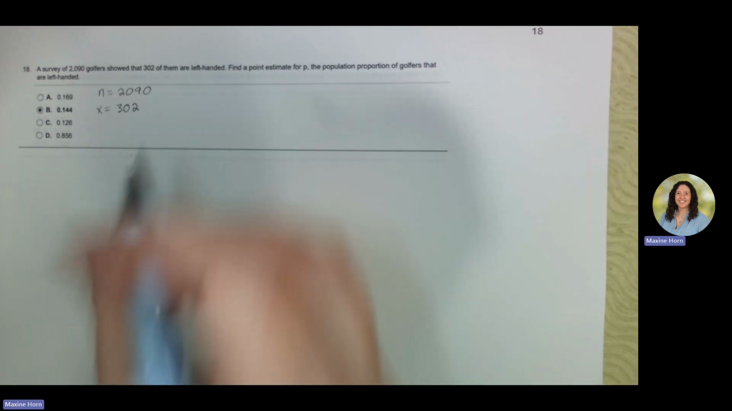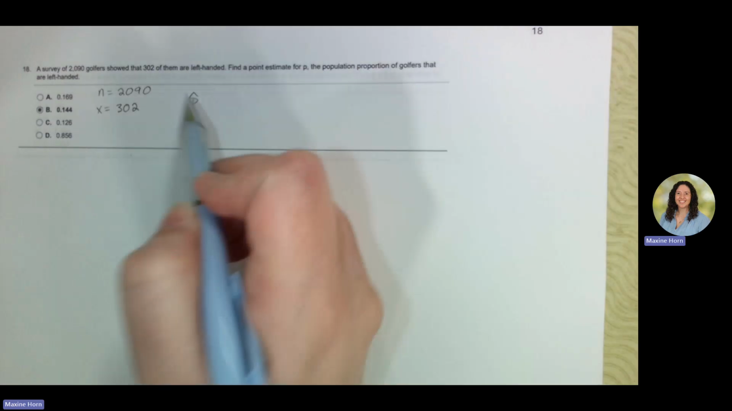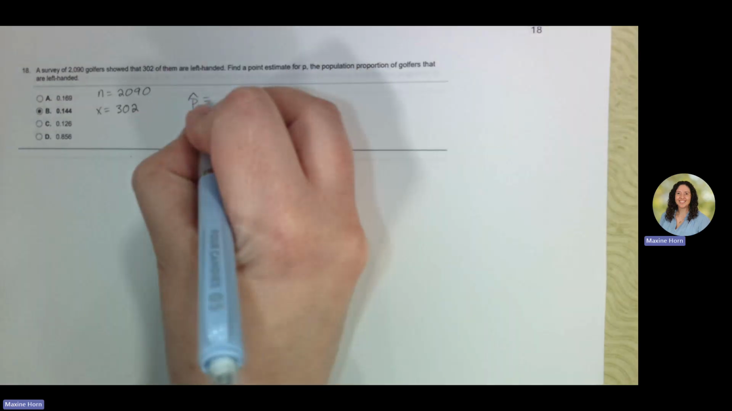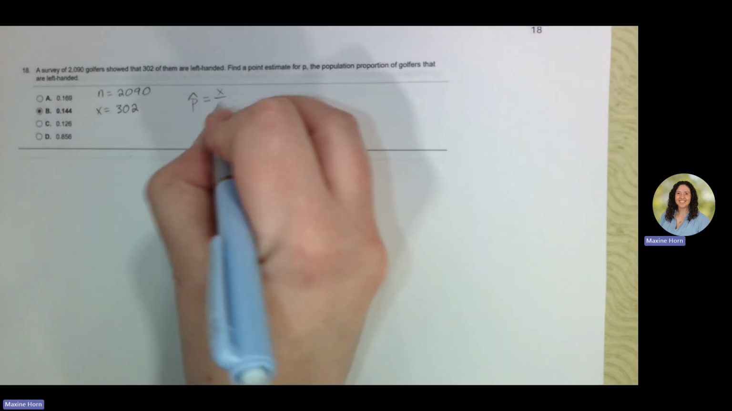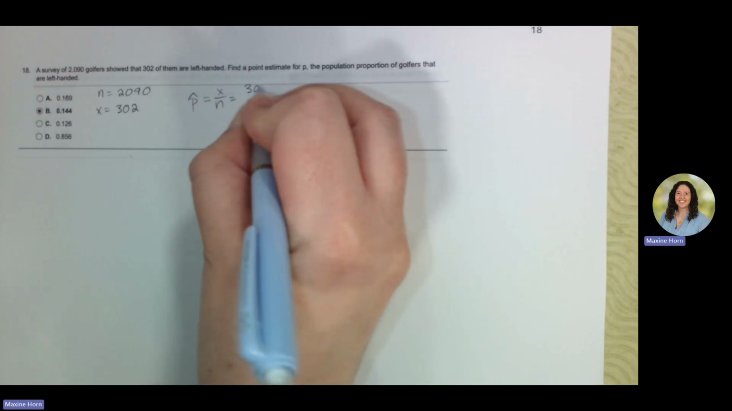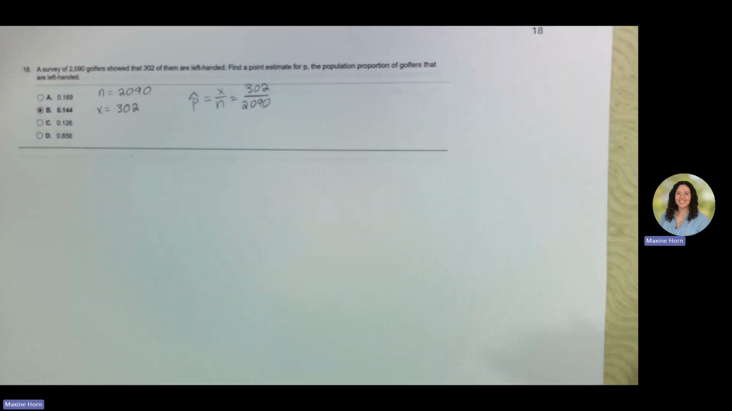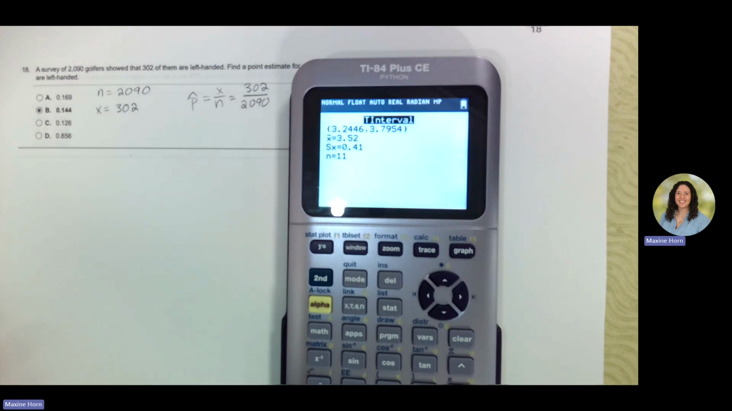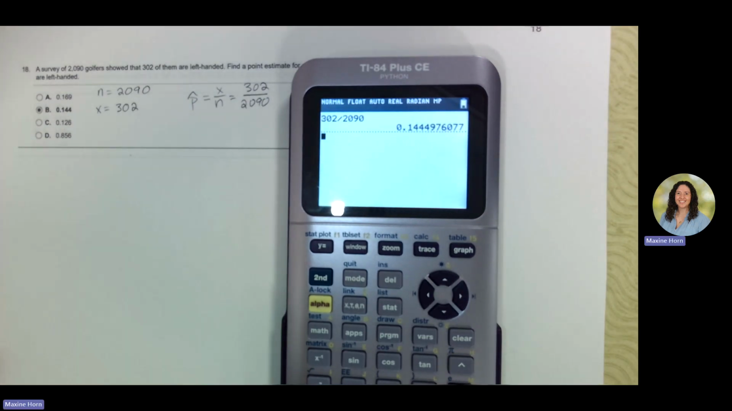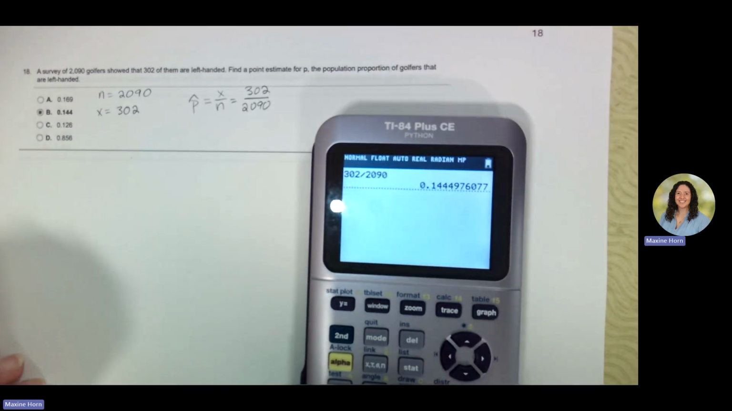Okay, so again, the best point estimate of the population proportion is the sample proportion, and the sample proportion is the X over the N. So we're going to put our X, which is 302, over our N, which is 2090. We're going to plug that into the calculator to get that decimal of 0.144.